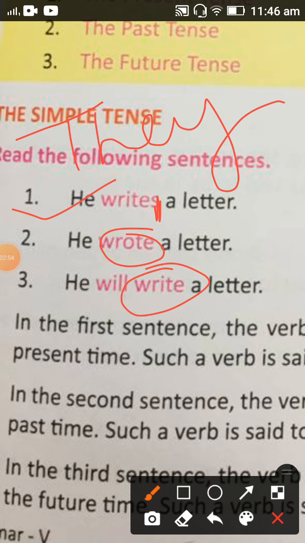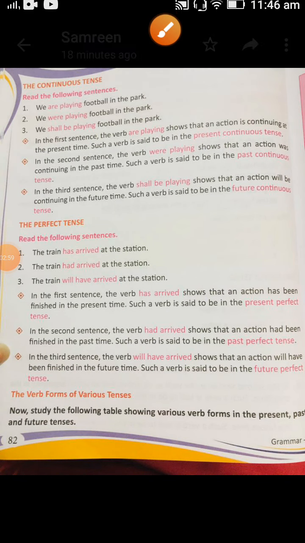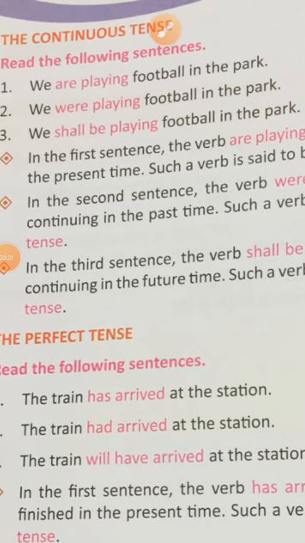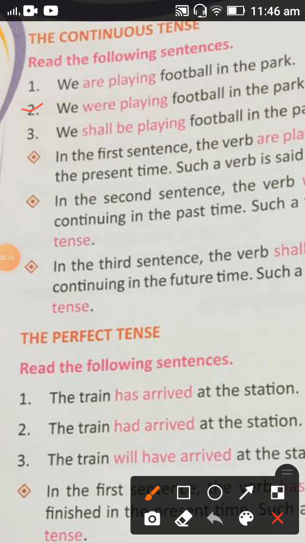Now come to the next page, the continuous. Continuous means work which is going on continuously. For example, we are playing football in the park, which means it is present, that we are playing. We use is, am, are plus the first form of the verb plus ing in this tense. We use the same in past continuous also: was, were, then first form plus ing and then the remaining sentence.